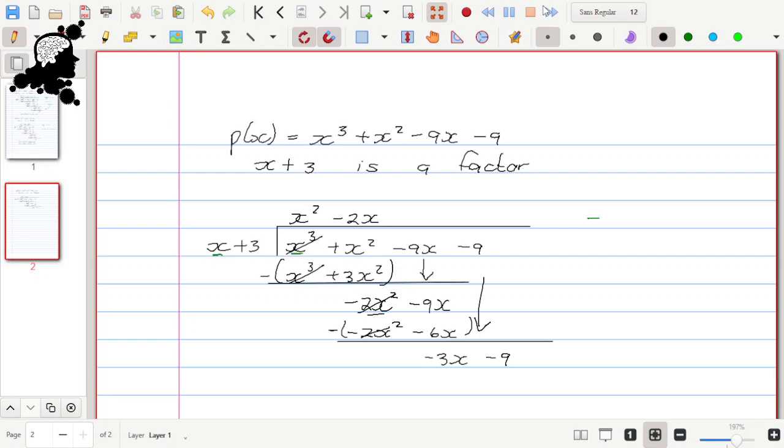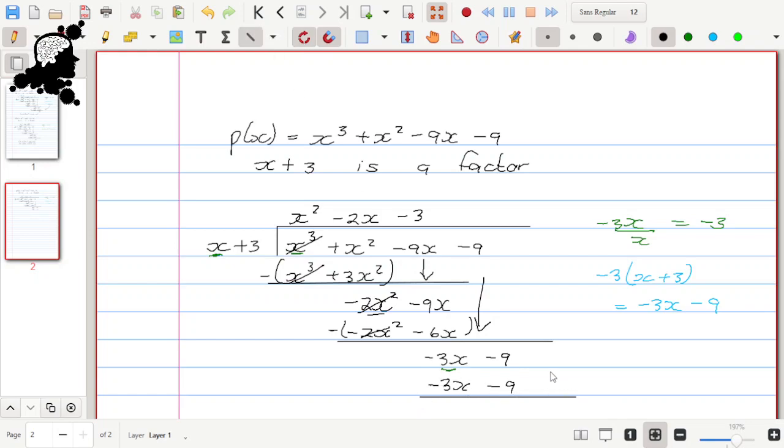Right. Now let's take the negative 3x that we have right here and divide it by the first term in our factor. So negative 3x divided by x is going to give us negative 3. We append the negative 3 to the top of our division sign, and then the next step is we say, negative 3 multiplied by x plus 3 is going to give you negative 3x minus 9. We take that and write it underneath, so negative 3x minus 9.